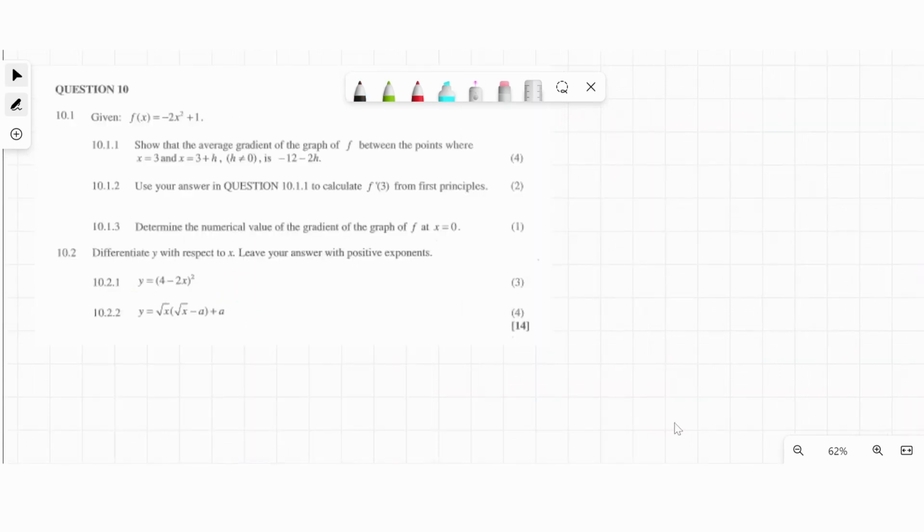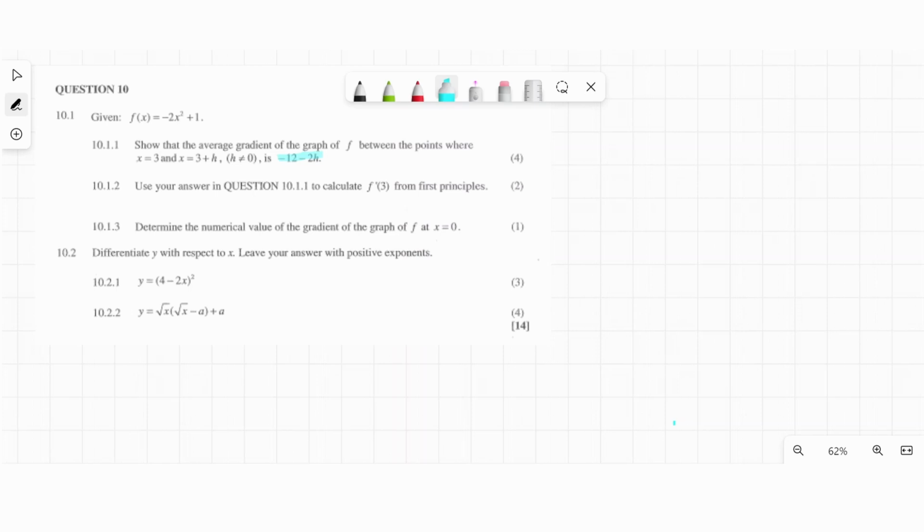So now going to question number 10, it says given that f of x is equal to negative 2x squared plus 1, show that the average gradient of f between the point where x is equal to 3 and x is equal to x plus 3 is. Then they tell you that h is not equal to 0. Then they say the fact that this will be the final answer.